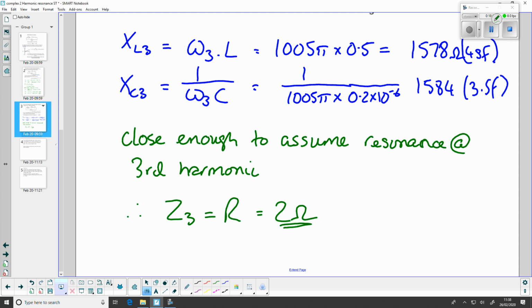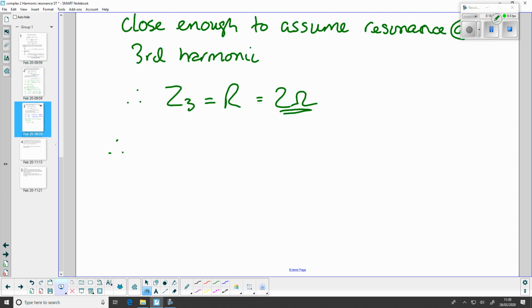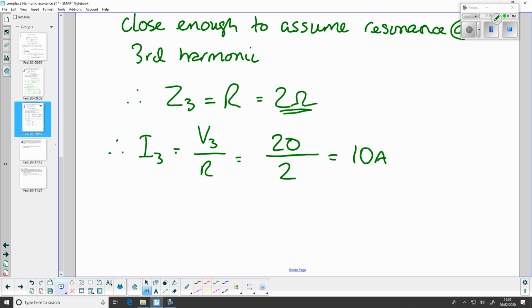Therefore, Z3 is equal to R, which is 2 ohms. We'll understand why that happens, because those two reactive components cancel each other out. Therefore, I3 is equal to V3 over R. That is 20 volts over 2 ohms, which equals 10 amps.